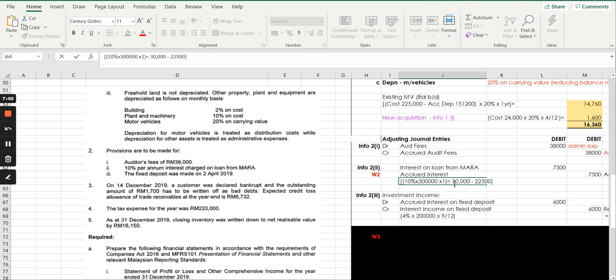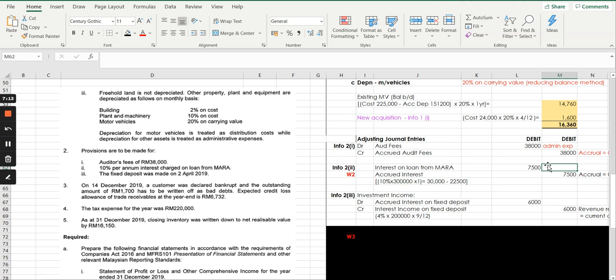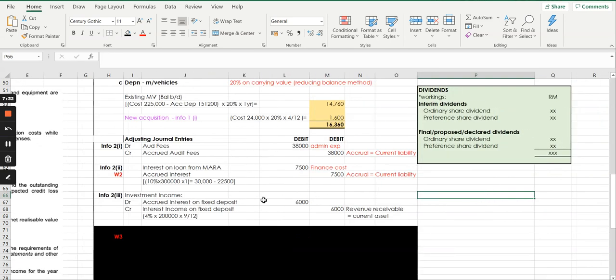So the difference between what you should have provided and what you have provided, which is 22,500, is going to be your accrued interest. Your accrued interest is going to be your finance cost, so it will be included in your finance costs working, which I will show you later. And the accrued expenses for interest will be under your current liabilities.